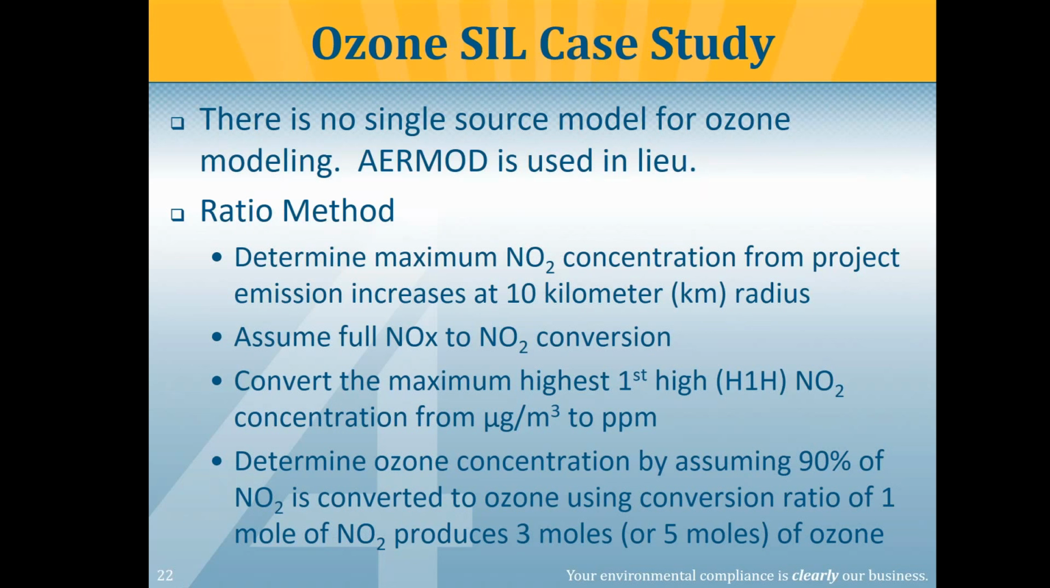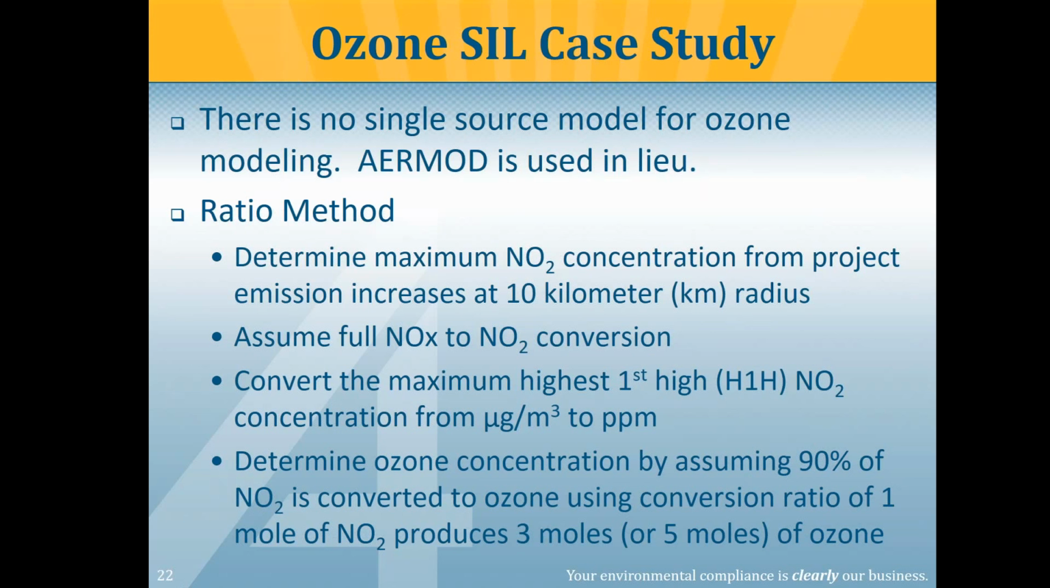You assume full NOx to NO2 conversion, so you don't use PVMRM, OLM, or any of those tiered analyses for NOx. You just assume it's 100% conversion. Once you obtain those NOx, NO2 concentrations for first high, you convert that from micrograms per cubic meter to ppm, and then determine your ozone concentration by assuming that 90% of that NO2, as the plume reaches that 10-kilometer mark, is going to get converted into ozone.